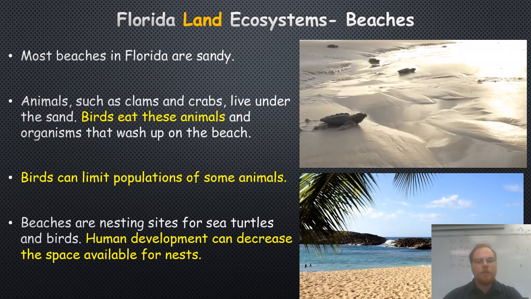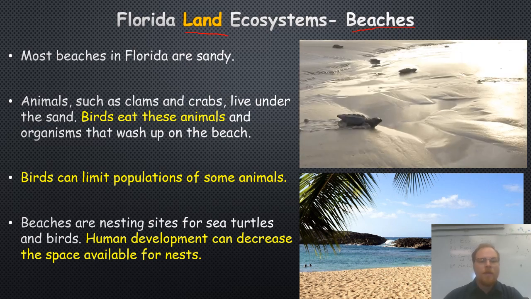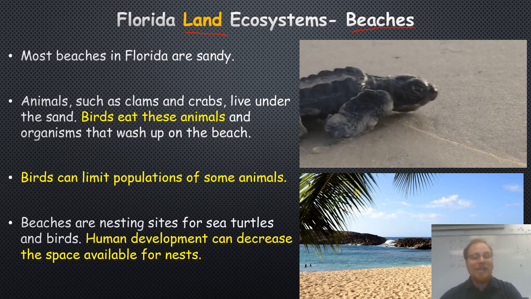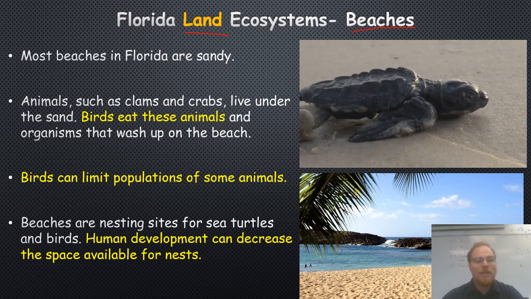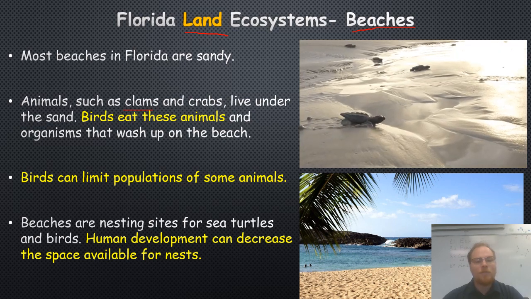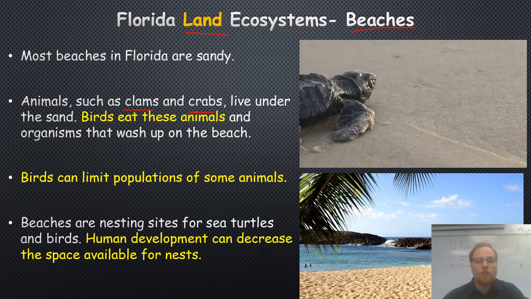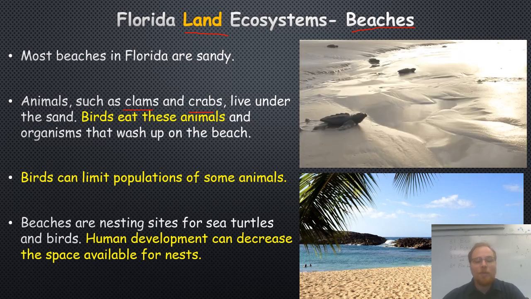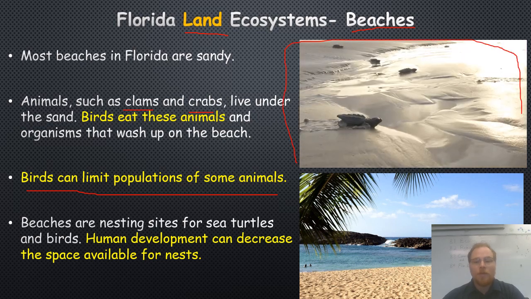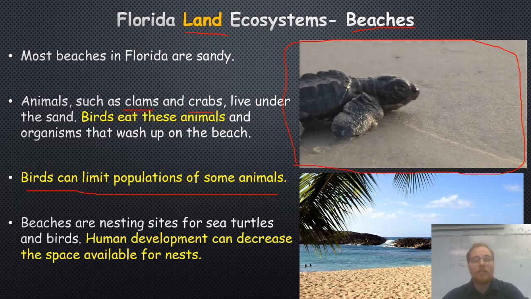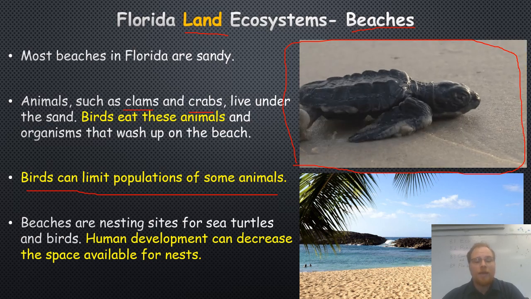Now, the next thing we're going to be talking about in land ecosystems is going to be beaches. I know you guys don't think beaches are a land ecosystem, but you are walking on them, even though they might be right next to the ocean. A lot of different animals like clams and crabs live under the sand, and the birds eat these organisms, and that can limit the population of the animals in here. Sea turtles, for example, are limited by the amount of birds that are eating the youngins as they're going into the ocean after they hatch.